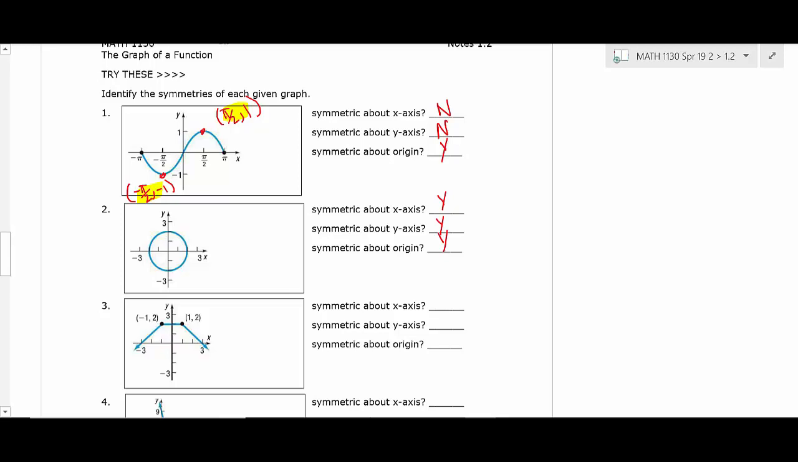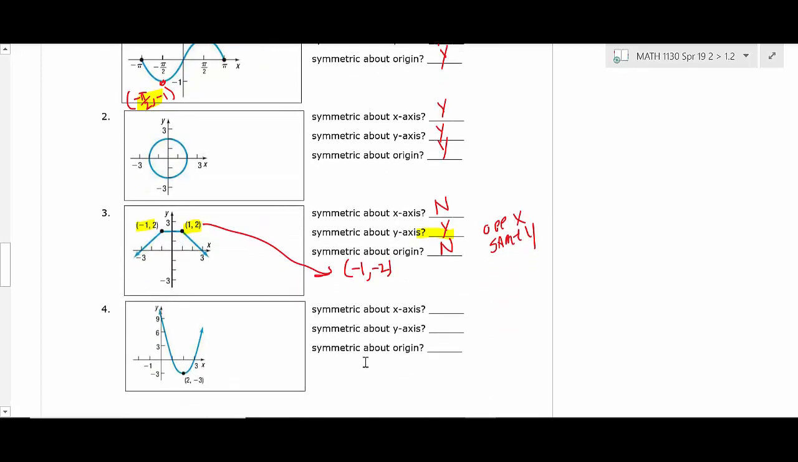Y-axis. Good. So if you take this point, symmetric about the y-axis just means that if you have an opposite x, you have the same y. That's how that goes. And it's definitely not symmetric about x, and it's not symmetric about the origin, because if it was, this point would have to go to -1, -2. Both of them have to be opposite. And how about the last one, number 4? What'd you get? No, no, no. It's not symmetric about anything then.